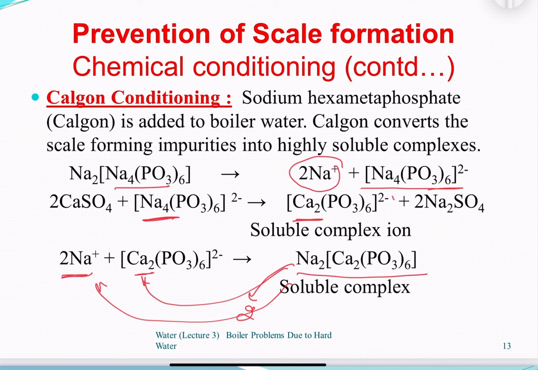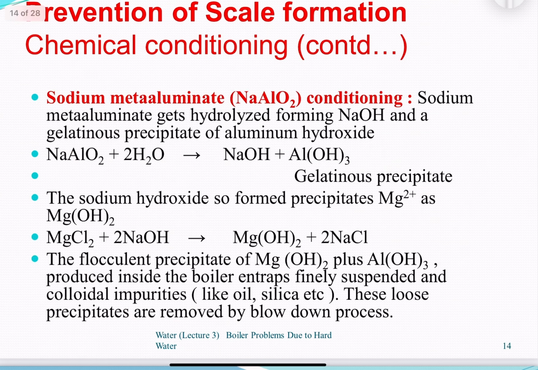When the concentration increases, then in that case it forms sludge which can be removed by blowdown operation. Then, prevention of scale formation, the last method is sodium meta-aluminate conditioning. Sodium meta-aluminate will hydrolyze to form NaOH and Al(OH)3. Al(OH)3 is a gelatinous precipitate.